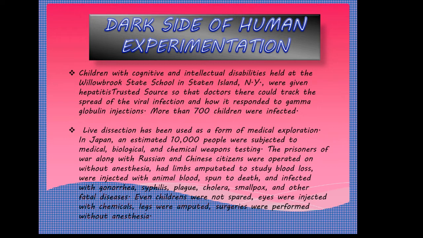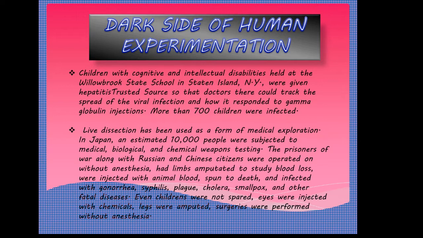Such a horrible incident. In Japan, an estimated 10,000 people were subjected to medical, biological, and chemical weapon testing. So all live human beings. The prisoners of war, along with Russian and Chinese citizens, were operated on without anesthesia and had limbs amputated. Just see the cruelty. The limbs were taken off just to study blood loss. They were injected with animal blood.